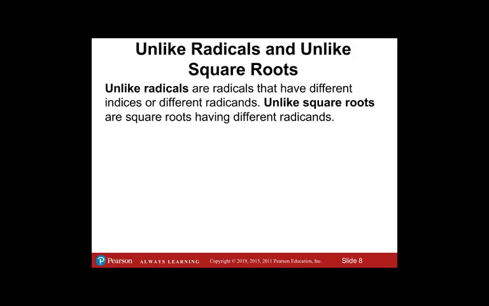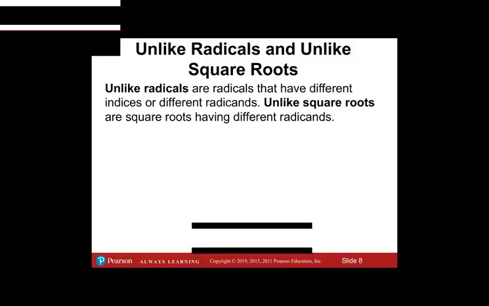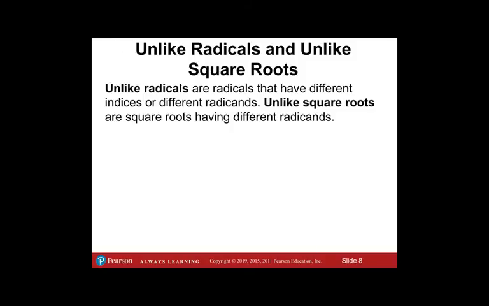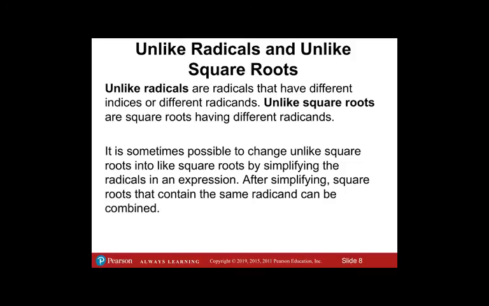So unlike radicals, unlike square roots, are radicals that have different indices or different radicands. Remember, radicand is the part inside the radical, inside the root. Unlike square roots are square roots having different radicands. It is sometimes possible to change unlike square roots into like square roots by simplifying the radicals in an expression. After simplifying, square roots that contain the same radicand can be combined.